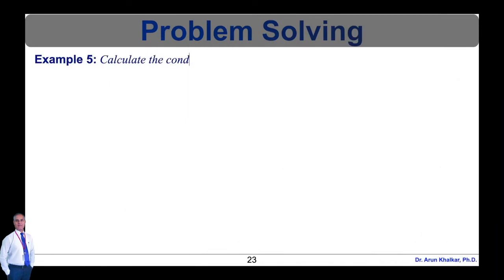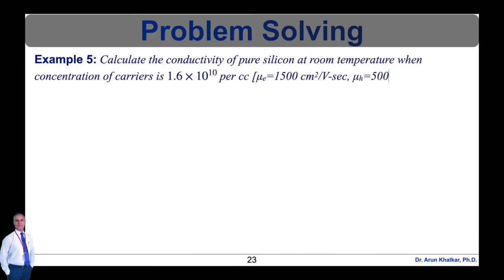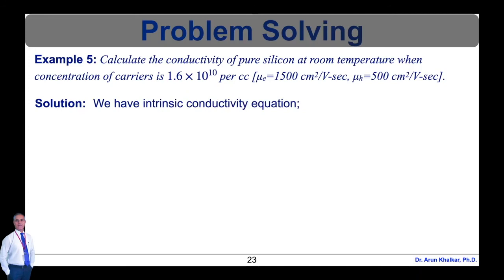Let's see another example. Example number 5. Calculate the conductivity of pure silicon at room temperature when the concentration of carriers is 1.6 × 10^10 per cc. The parameters given are: mu E, that is mobility of electrons, is equal to 1500 cm²/V·s, and mu H is equal to 500 cm²/V·s. Therefore, the solution of this problem is as follows.